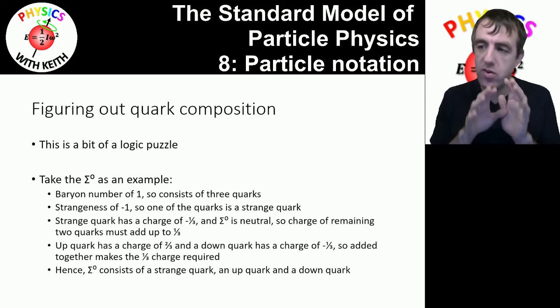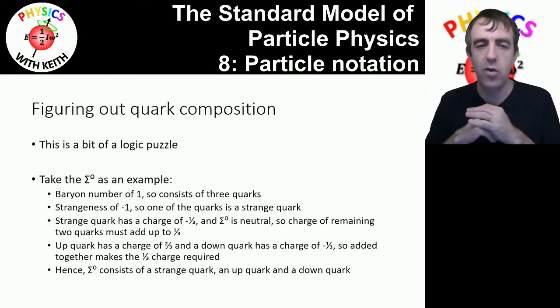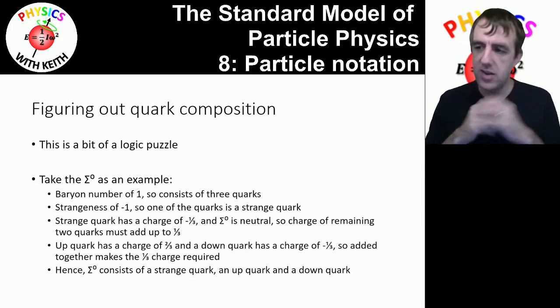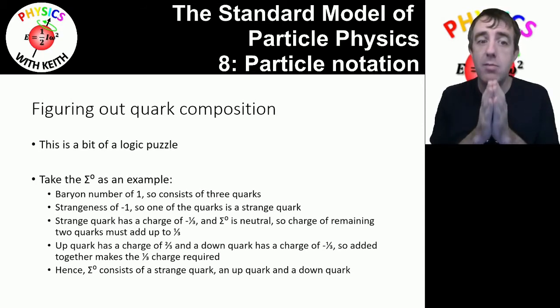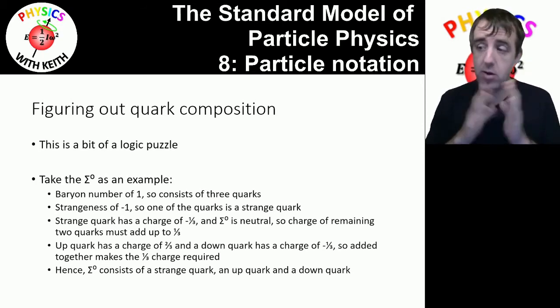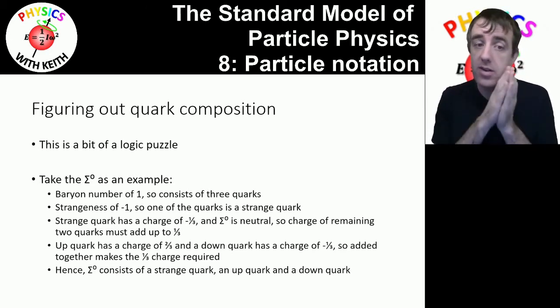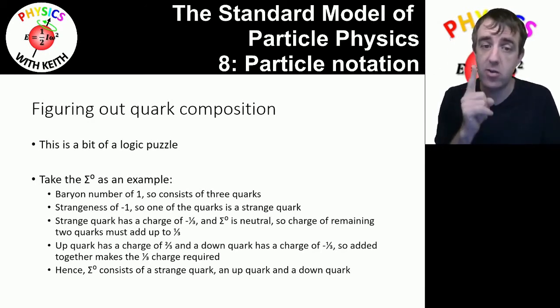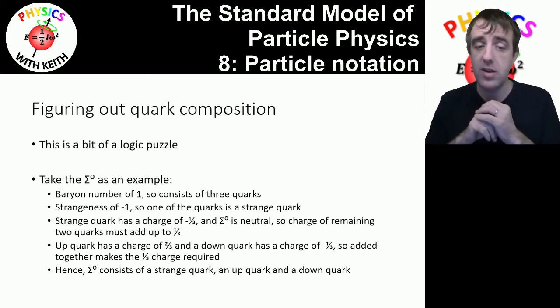So you can use this notation to figure out the quark compositions. As I said here, it's a bit of a logic puzzle. Let's use this example here, sigma 0. We know sigma is a baryon, so therefore it has a baryon number of 1. We know if it's a baryon number of 1, it has 3 quarks. That's one of the definitions of a baryon. We know it's a sigma particle, so it has a strangeness of -1. That means one of the quarks has to be a strange quark. We know the charge on a strange quark is -1/3 elementary charge. But sigma 0 is neutral charge. We can see that because of the 0 in the top right-hand side.